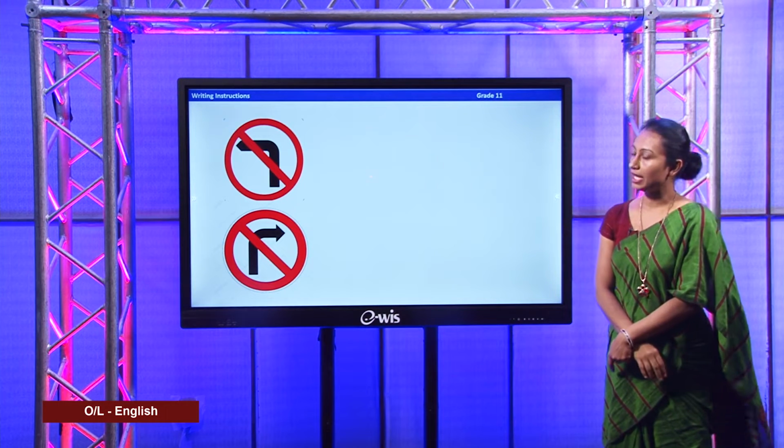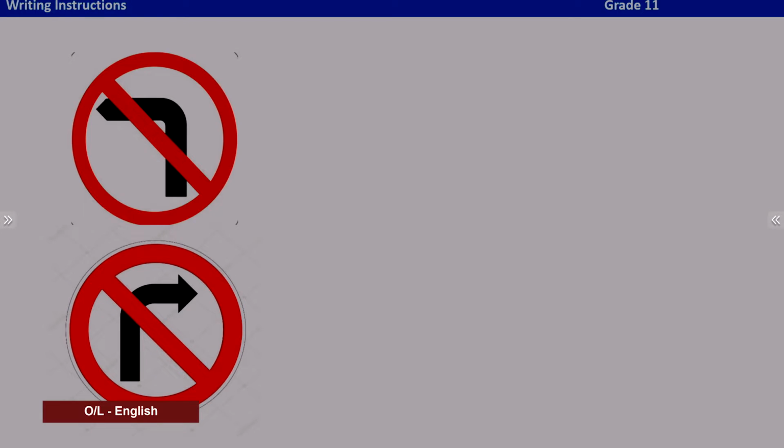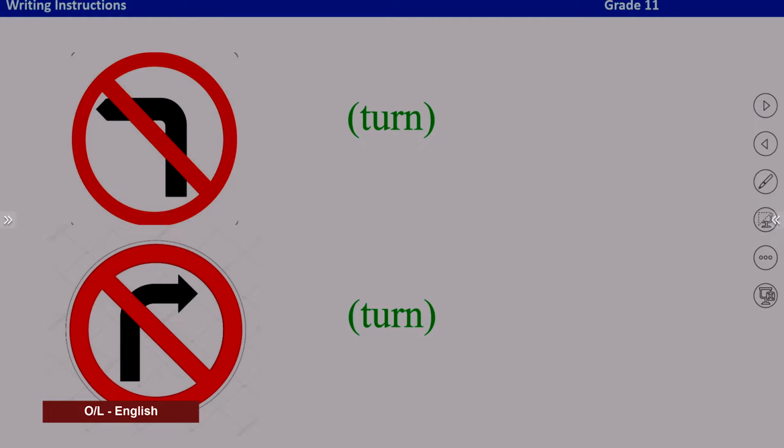Children, what can you see here? There are some road signs. When there is a line across, that means this is something you should not do. Now I am going to give you the verb related to these 2 road signs. Turn. Hope you are familiar with these road signs when you go somewhere.